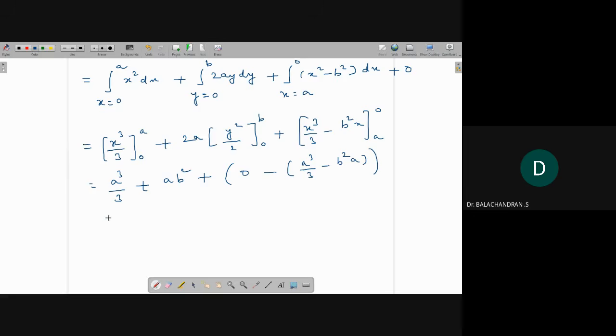So finally you'll get a cube by 3 plus ab square minus a cube by 3 plus ab square. So a cube by 3 gets cancelled. So finally you'll get 2ab square. This is actually the left hand side. So left hand side is equal to right hand side, and we verified Green's theorem.